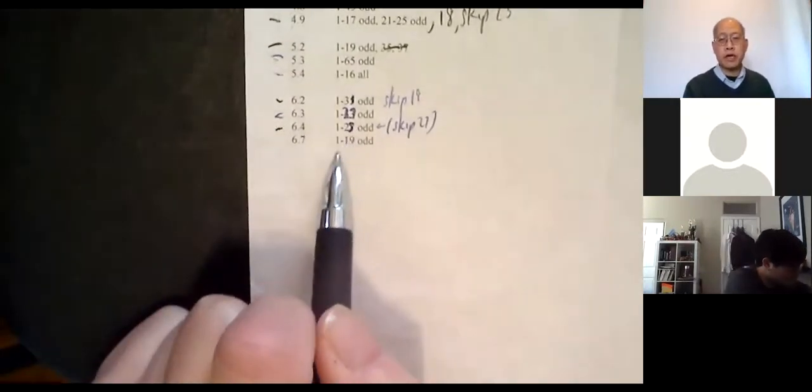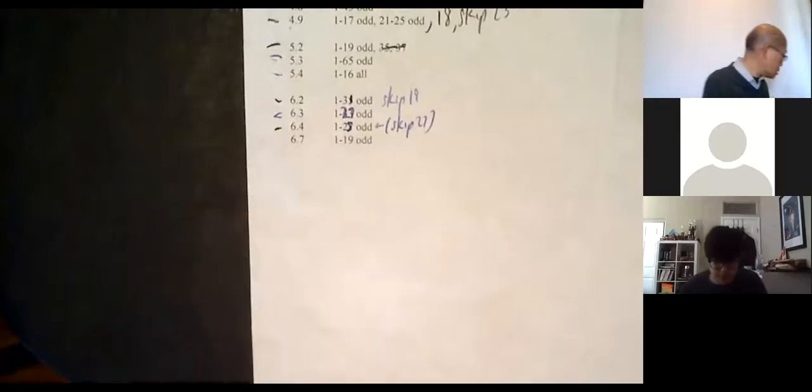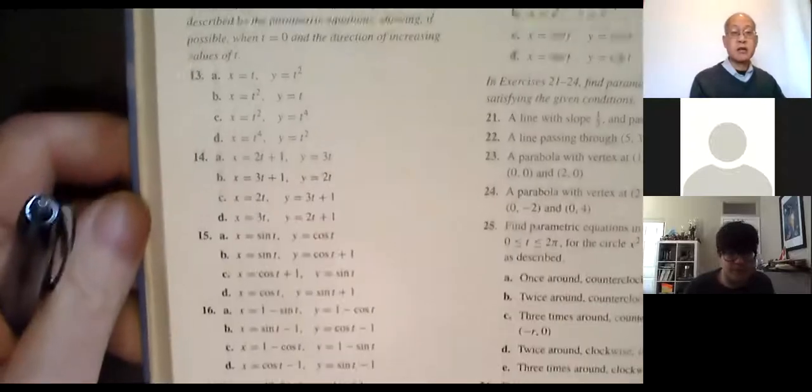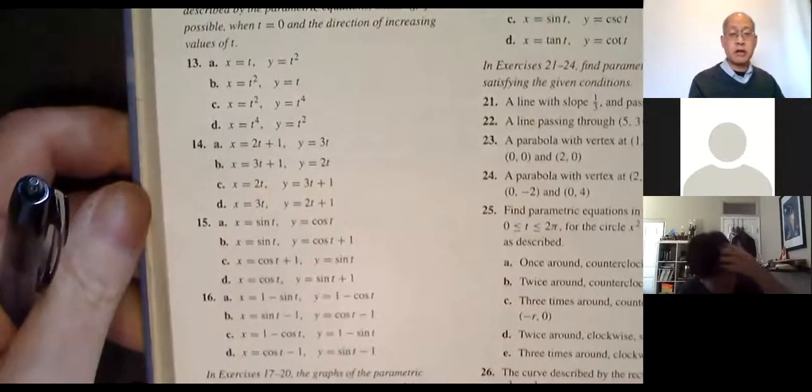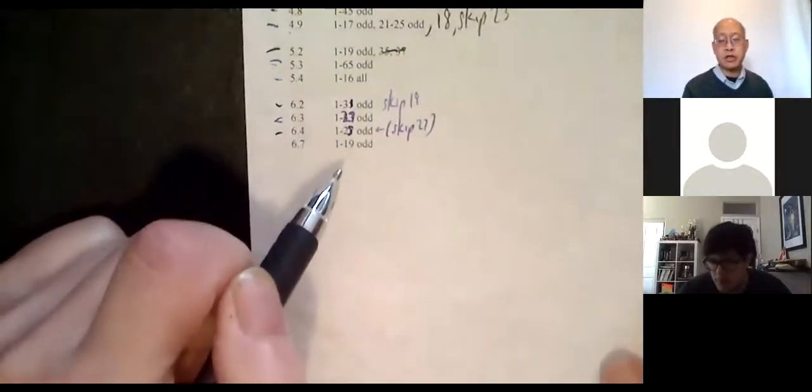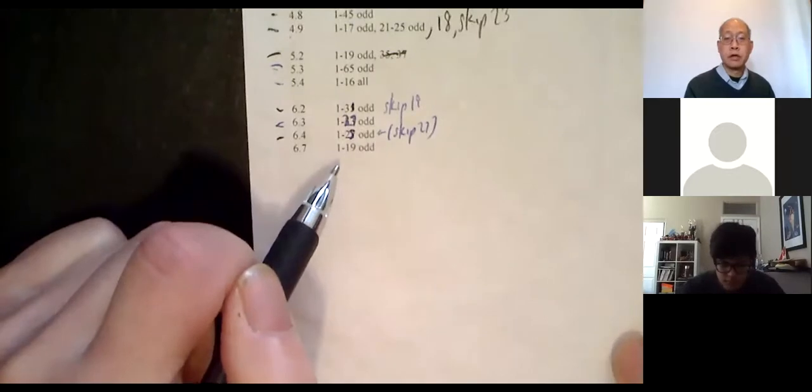By the way, quick word about the 1 to 19 odd. It looks like it's not that long, but some of the problems have parts A, B, C, D. So like from 13 on, you look at 13, 15, it's A, B, C, D, A, B, C, D. Okay, so it's not as short as you might think. It's still kind of short, but not super short.